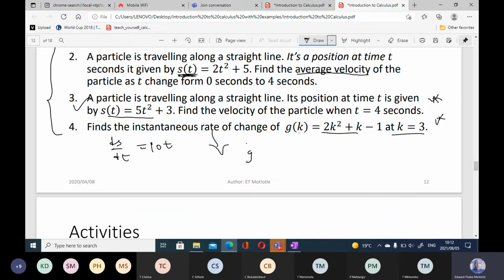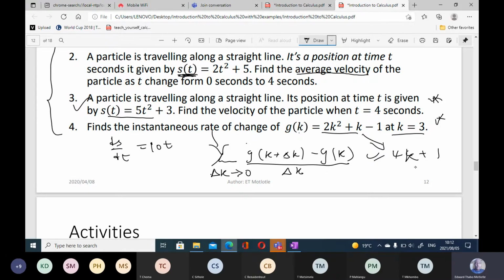I think it's going to be g of k plus delta k minus g(k) all over the change in k. So here the limit as delta k approaches 0. I'm just rewriting this one in terms of k, then working it out there. But with the shortcut, you can see that it is the same as 4k plus 1, then you substitute 3. So here we end up with 4 times 4 plus 1. This is actually 17.